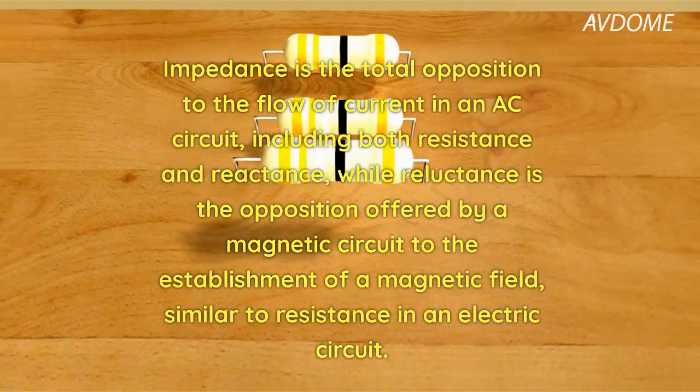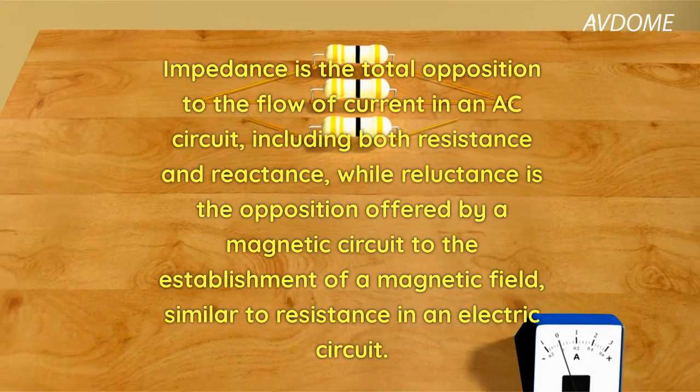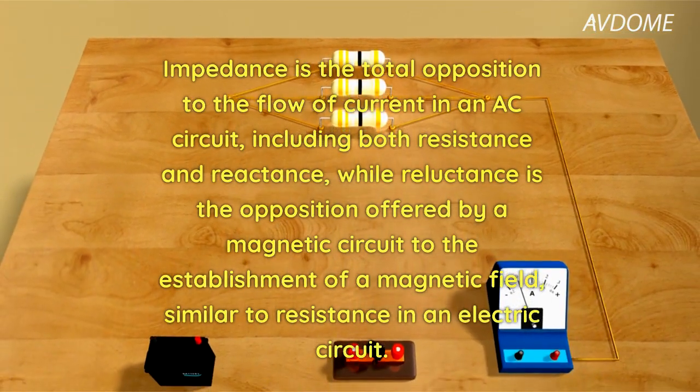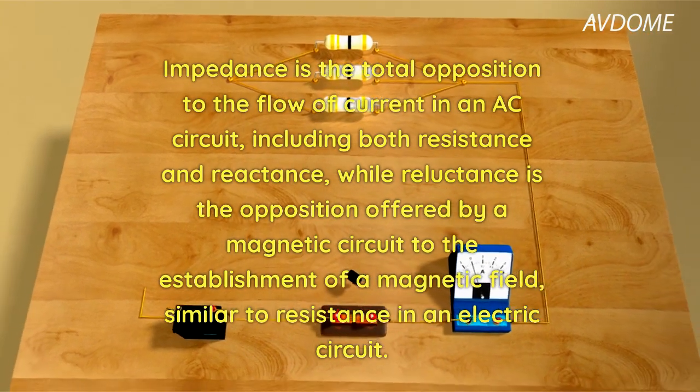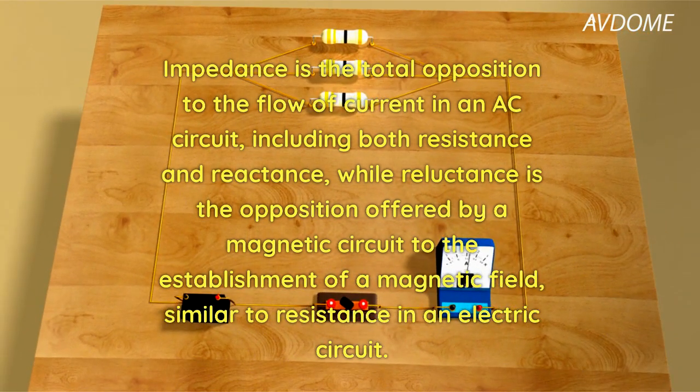Impedance is the total opposition to the flow of current in an AC circuit, including both resistance and reactance, while reluctance is the opposition offered by a magnetic circuit to the establishment of a magnetic field, similar to resistance in an electric circuit.